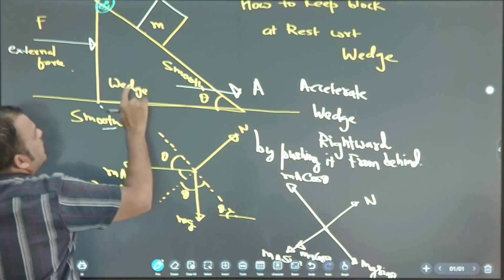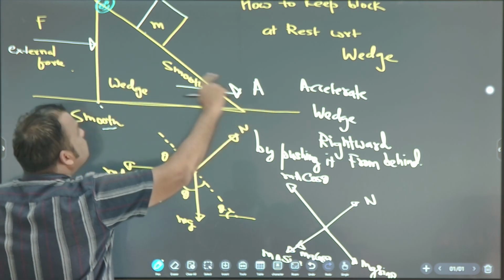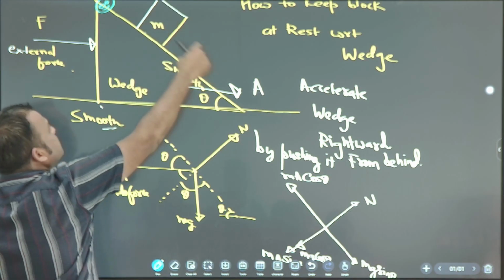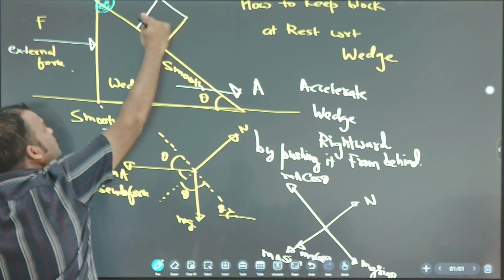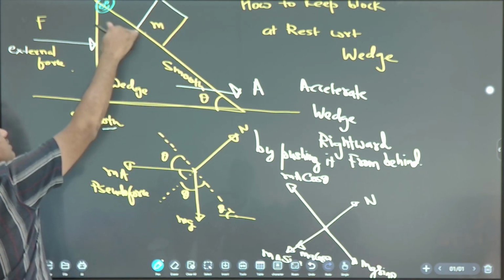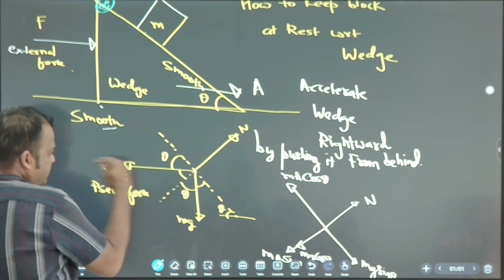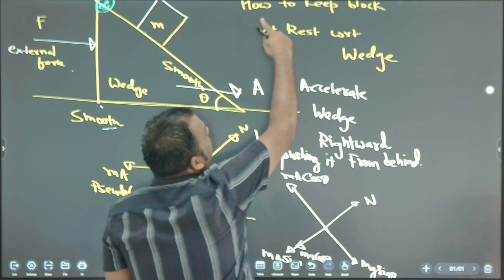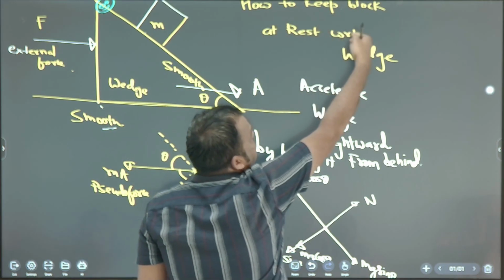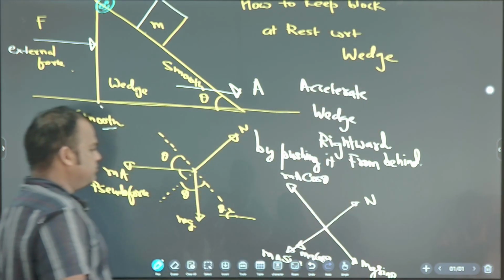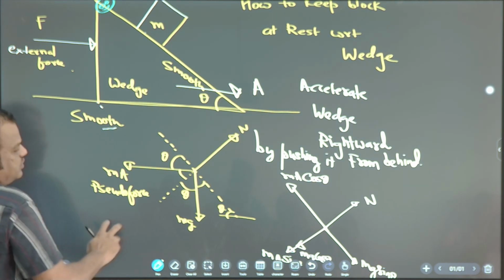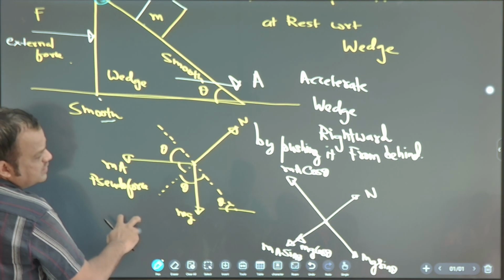So the wedge is accelerating to the right side. So this block will not slip, because it is experiencing a force on the left side. Now what do you want? How to keep the block at rest with respect to the wedge. So note down.